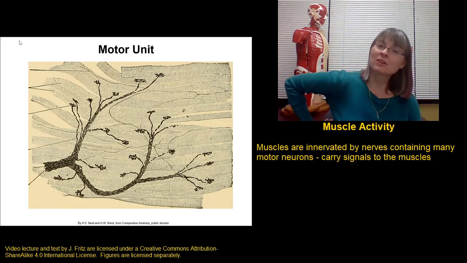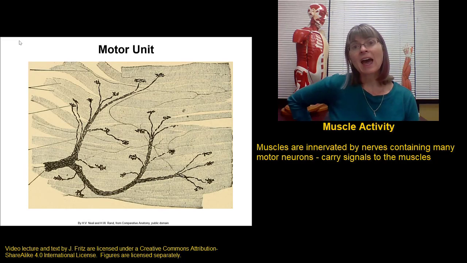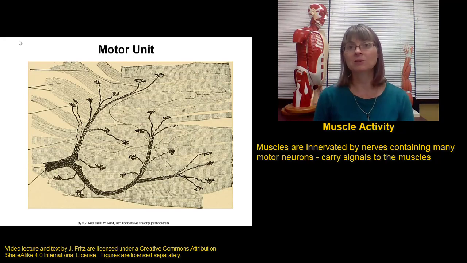The cell bodies of these motor neurons are found in the spinal cord, and then the axons of the cell bodies exit the spinal cord and travel bundled up in a nerve out to the muscle that they're going to control, or innervate. One muscle is innervated by many motor neurons. There are lots of different neurons that are going to innervate one muscle.